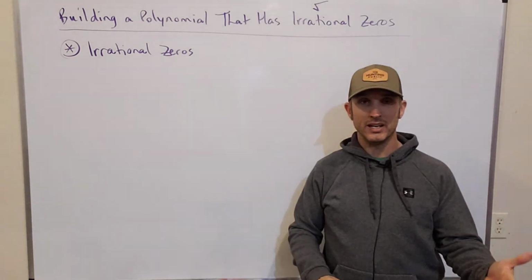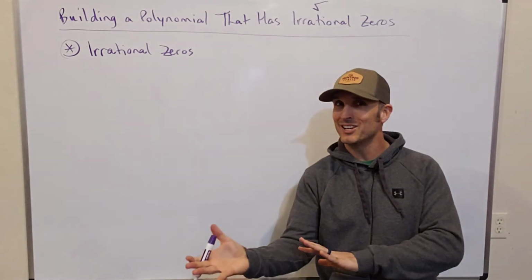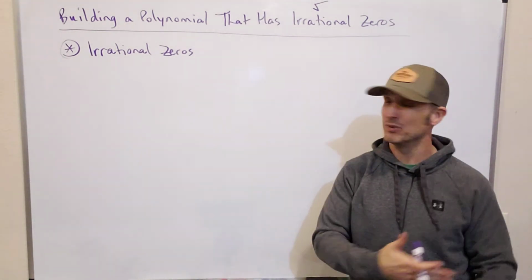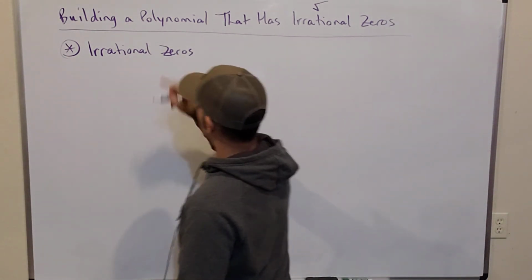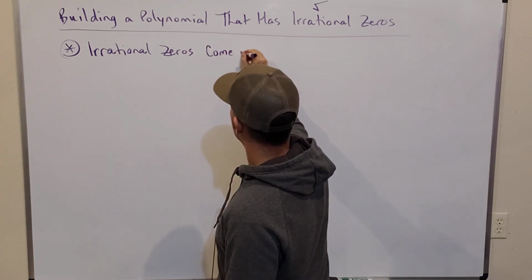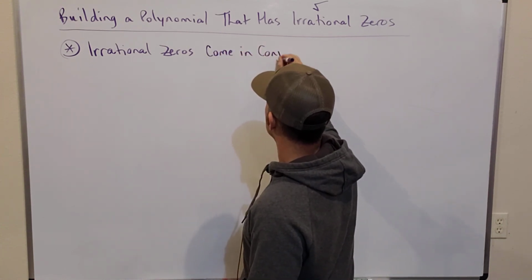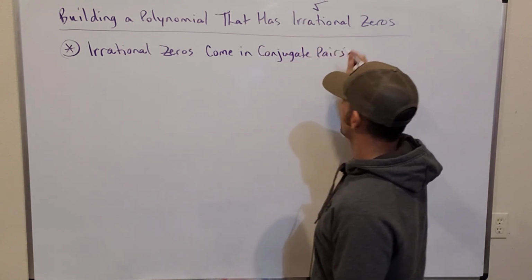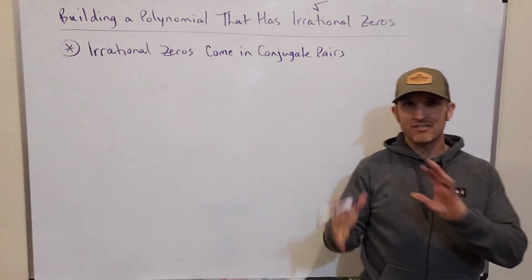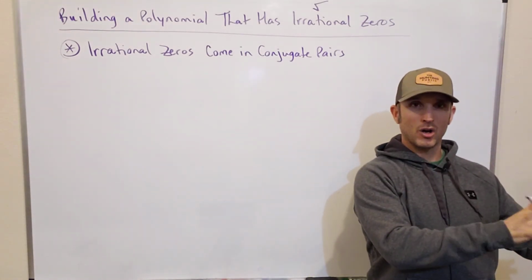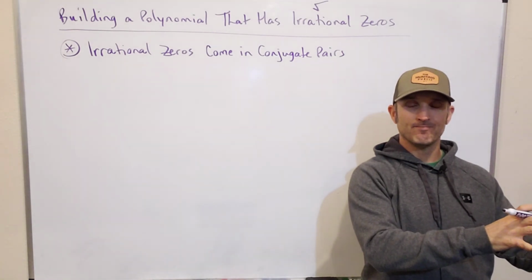So square root of 3, whatever. Square root of 4 is not irrational because the square root of 4 is just 2. You don't have to write it with a square root. Okay, but anyway, irrational zeros come in conjugate pairs. So we'll illustrate that through examples. If you have an irrational zero, its conjugate has to also be a 0.